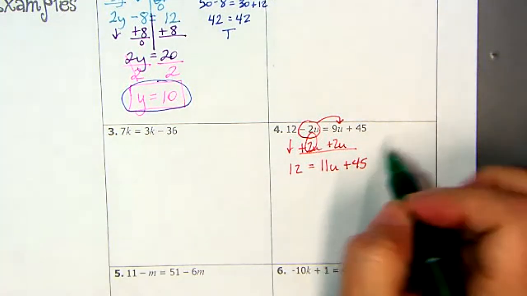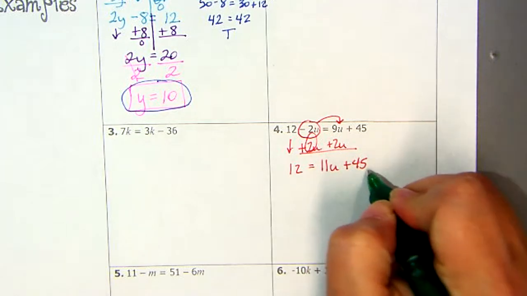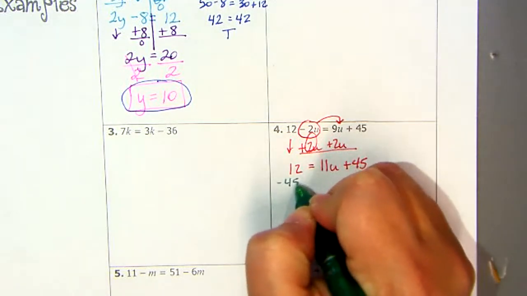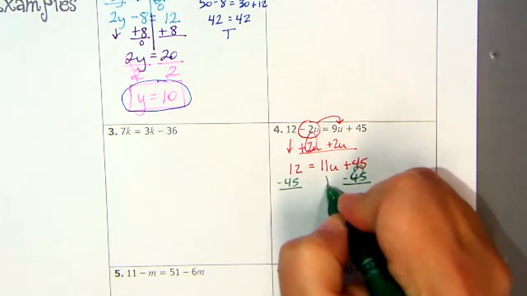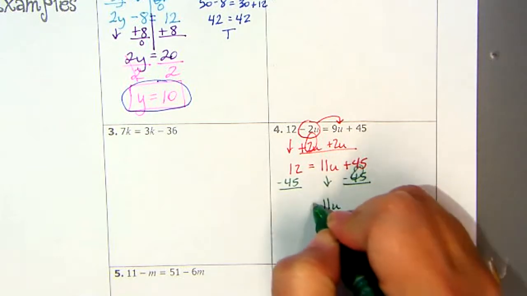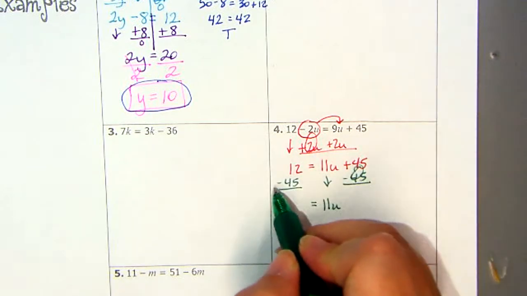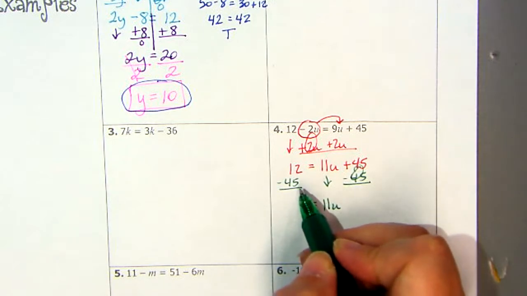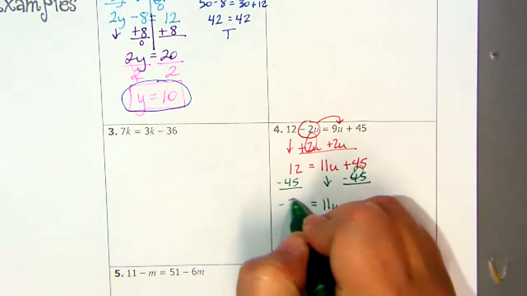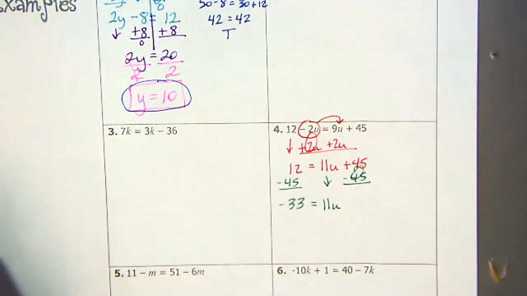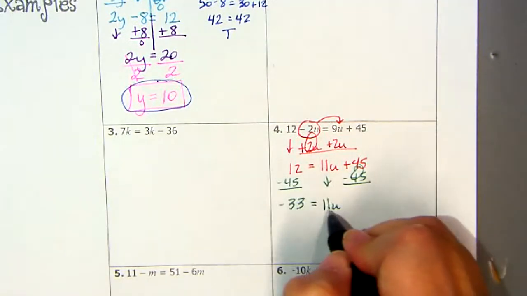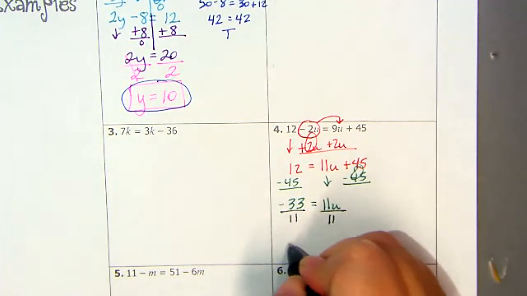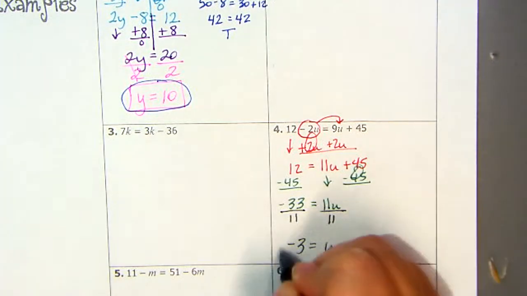All right, and now we continue to solve. This is a plus 45, so I'm going to subtract 45 from both sides. This zeroes out, bring this down, so I have 11u equals, now I'm doing 12 minus 45, or 12 plus a negative 45, however you want to think about it, and that gives me a negative 33. And now I divide by 11 to both sides, and I get negative 3 equals u.